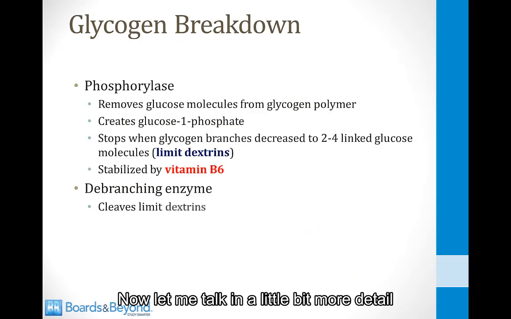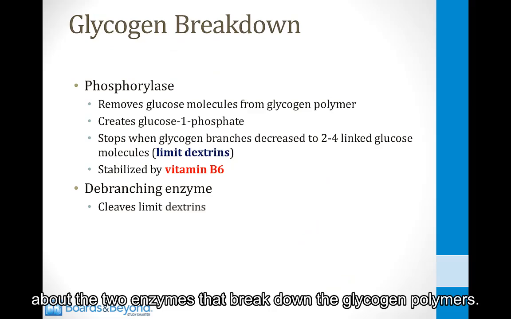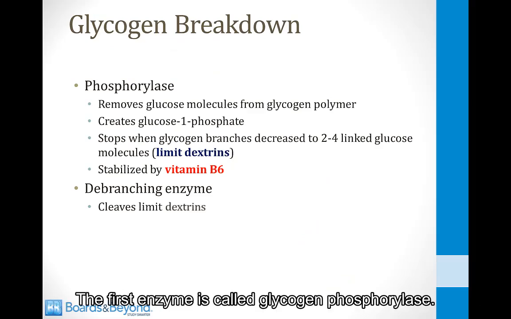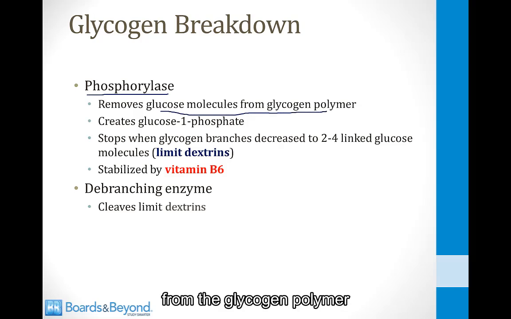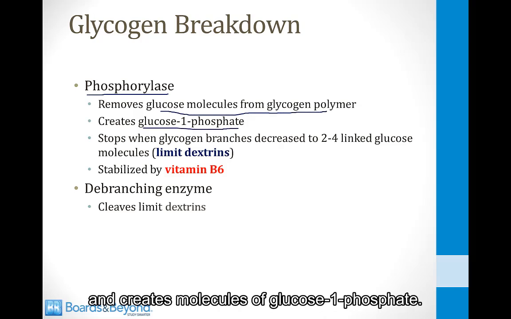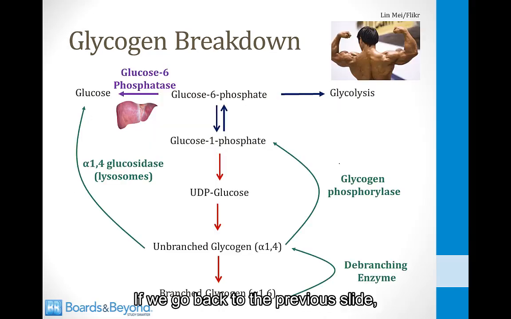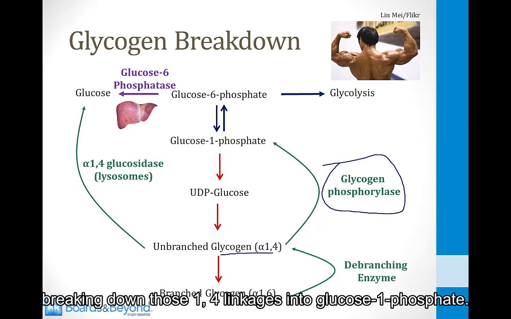Now let me talk in a little bit more detail about the two enzymes that break down the glycogen polymers. The first enzyme is called glycogen phosphorylase, and as we saw before, this removes glucose molecules from the glycogen polymer and creates molecules of glucose 1-phosphate. If we go back to the previous slide, glycogen phosphorylase is here, breaking down those 1,4 linkages into glucose 1-phosphate.